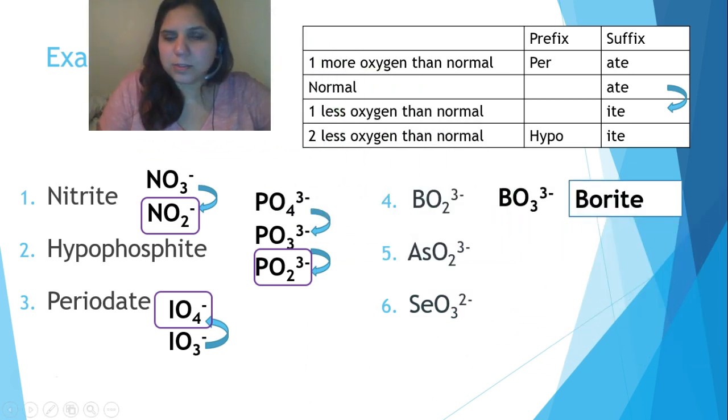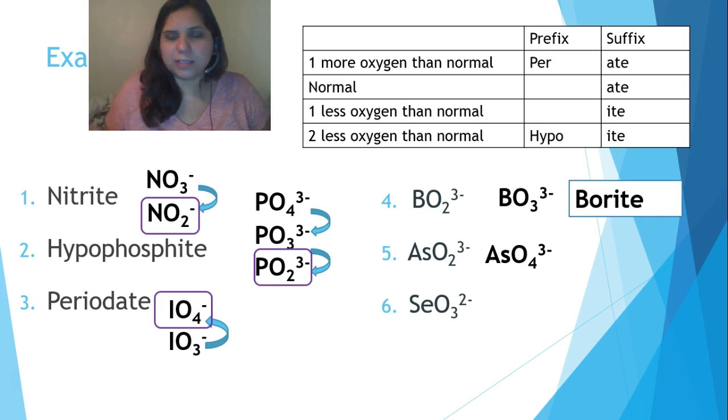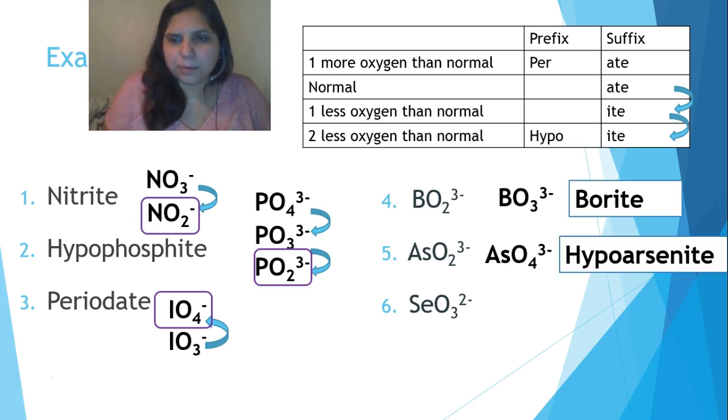Okay, next one we have AsO2. So that means we had something related to arsenate. So let's look up arsenate. It's AsO4 with a 3 minus. Well, if it was originally O4, that was the 8 form, it had to go down 2 times to lose 2 oxygens. So that would be hypoite. So that would be hypoarsenite.